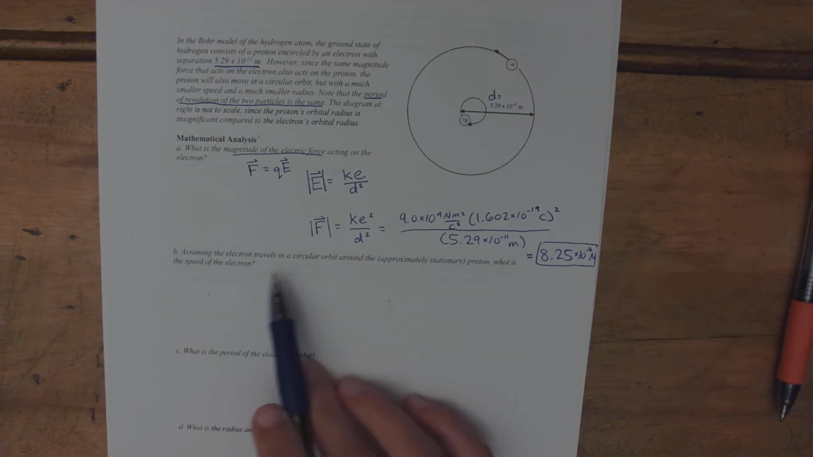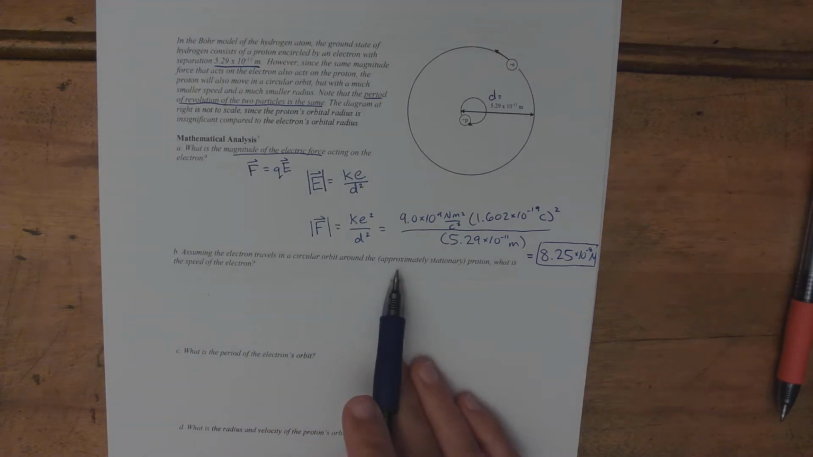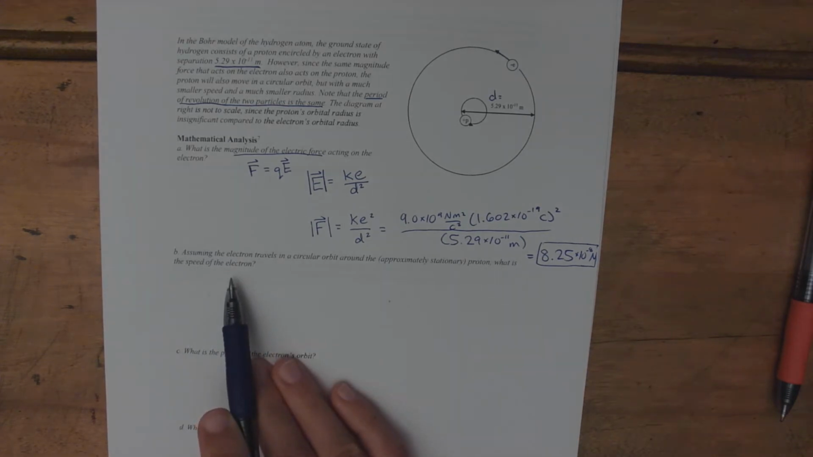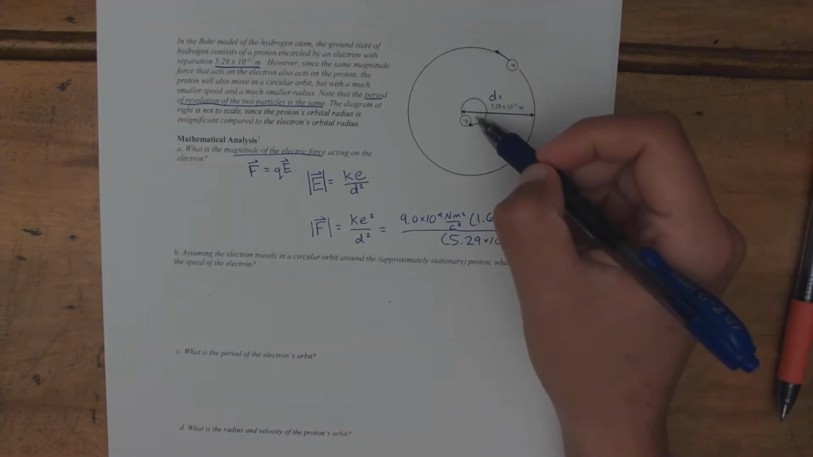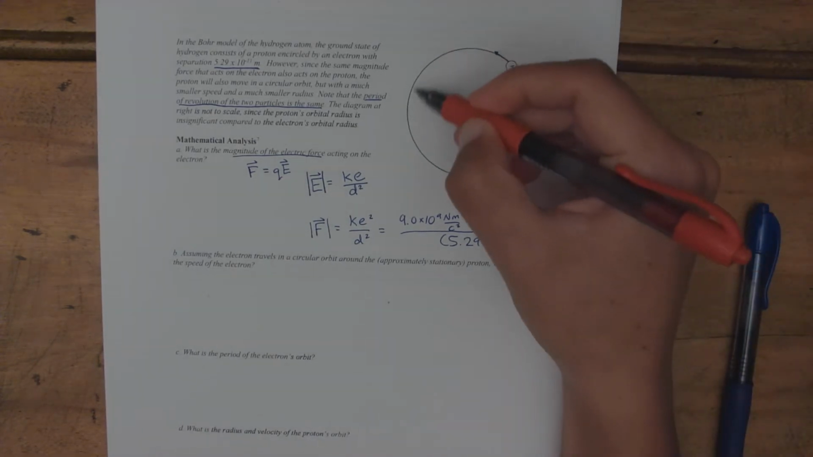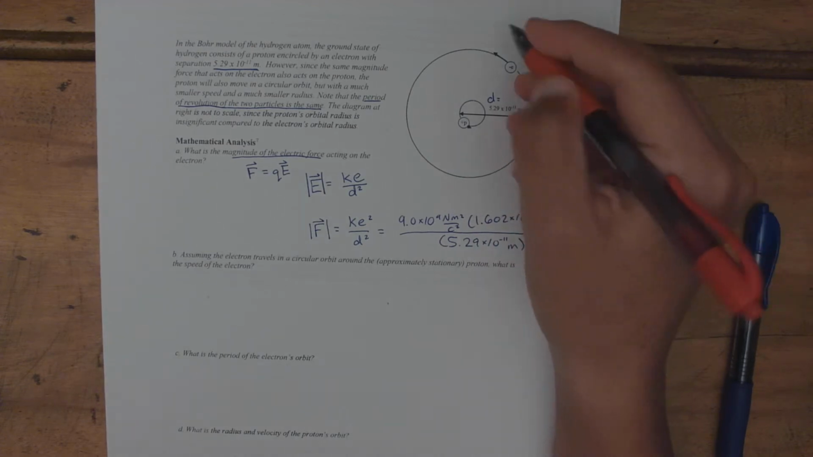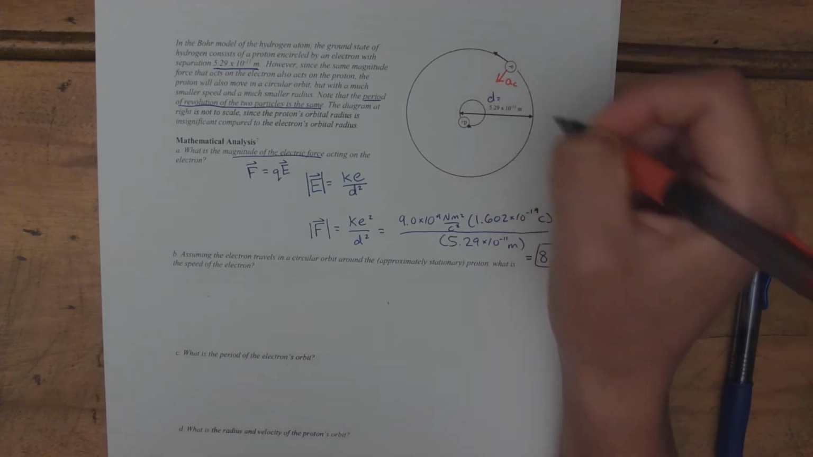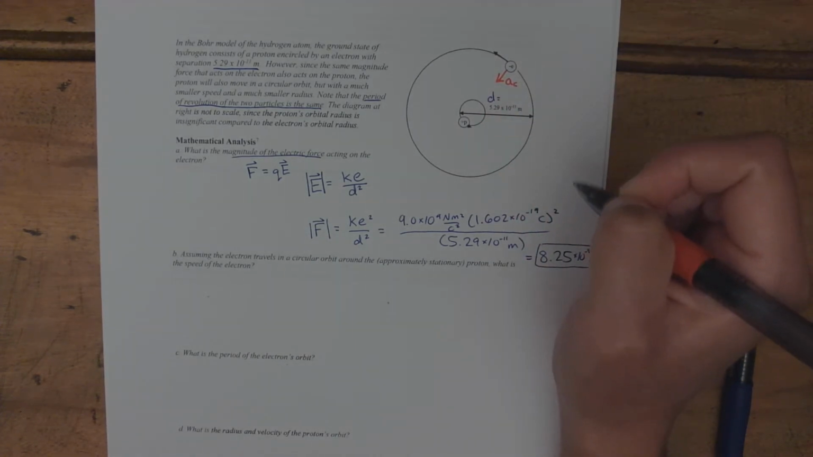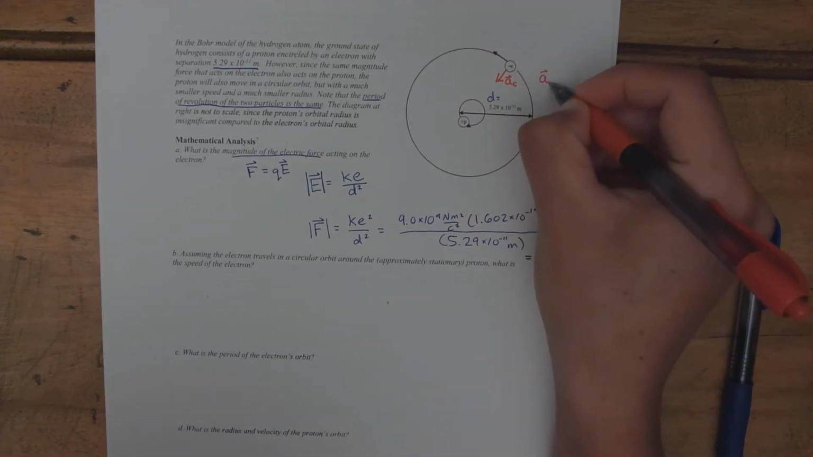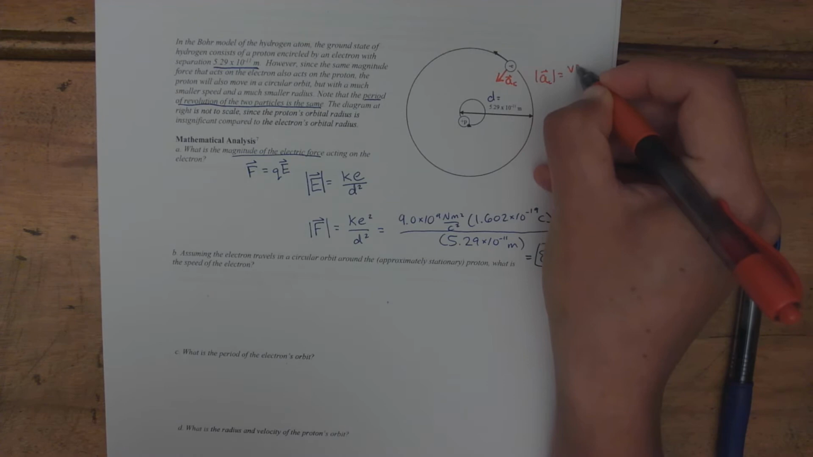Assuming the electron travels in a circular orbit around the approximately stationary proton, what is the speed of the electron? Well, okay, pretending the proton is at rest for now, if the electron is going to move in this circular orbit, there must be an acceleration pointing in towards the center of the circle. And the magnitude of that acceleration is v squared over, let's call it capital R.